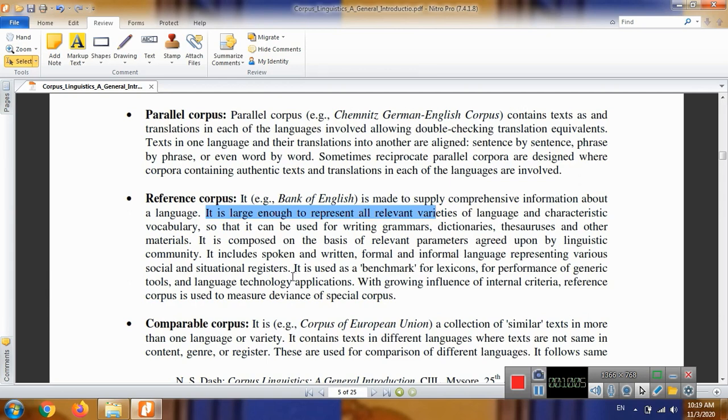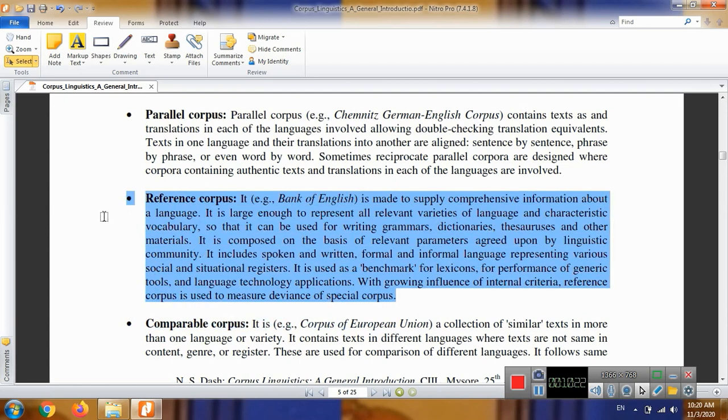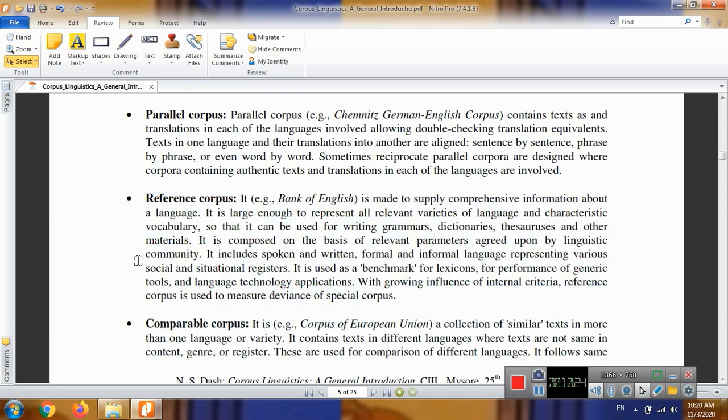It is used as a benchmark for lexicon, for performance of generic tools, and language technology applications. With growing influence of internal criteria, reference corpus is used to measure the values of special corpus. Reference corpus is very important.